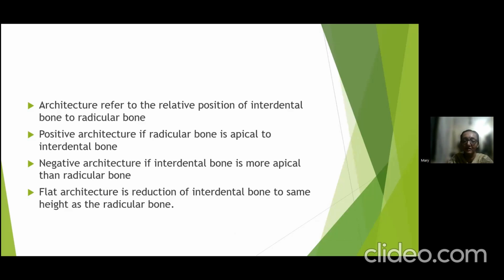Positive architecture is when the radicular bone is apical to the interdental bone, and negative architecture is just the reverse, that is, the interdental bone becomes more apical than the radicular bone. And a flat architecture is when both are at the same level.